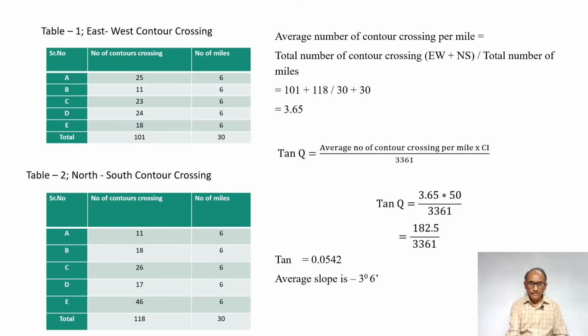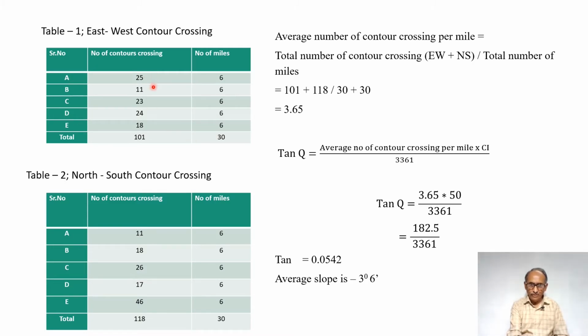Now we have taken these readings in the east-west contour crossings, that is our line A dash, B dash. So on the first line there are 25 crossings, or 25 contour lines have crossed that line, and the distance is about 6 miles, the number of miles. Now as we know that there are 6 squares and each square is about 1 mile. So total becomes 6 miles, and this number remains constant. So here it is 30 total.